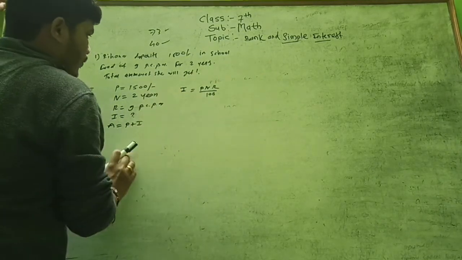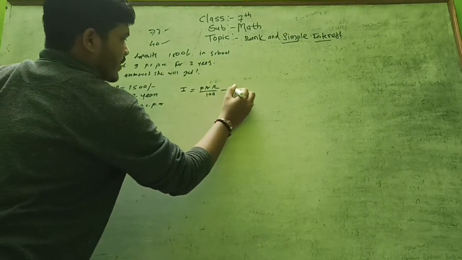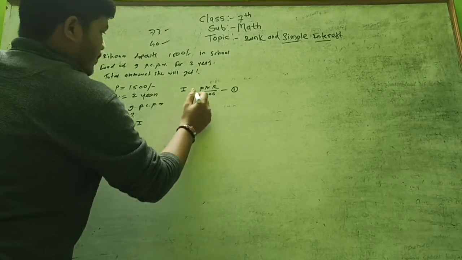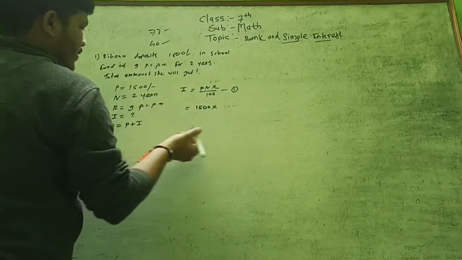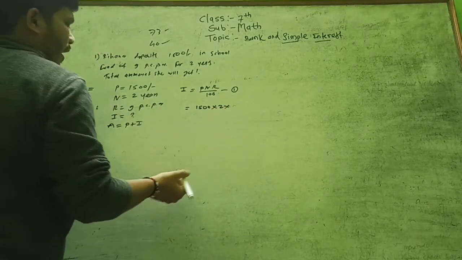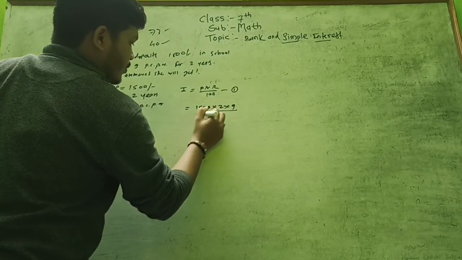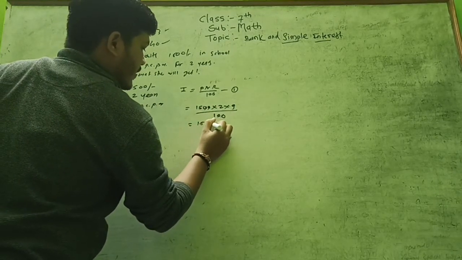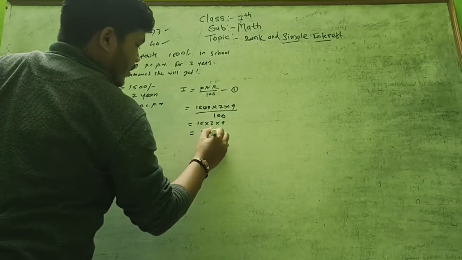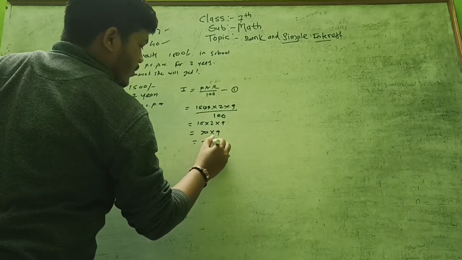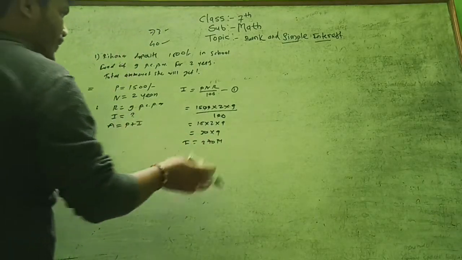Here you have to find out the total amount, and for that you have to find out the interest. The formula for the interest is PNR upon 100. P is the principal, 1500 rupees. N is the time interval, which is 2. And the rate of interest is 9 divided by 100. The zeros get cancelled, so it is 15 multiplied by 2 multiplied by 9, which is 270 rupees. So interest is 270 rupees after the end of the 2 years.